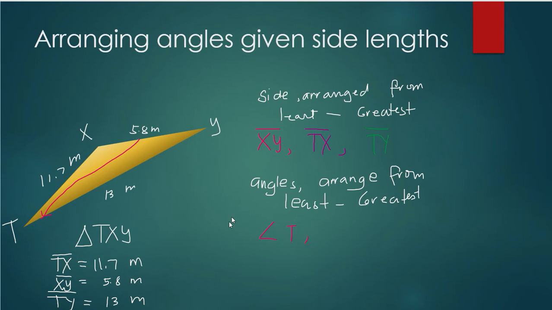Okay? Next, what is the opposite of side TX? Right? So side TX opposite is angle Y. Alright? And then last one, what is the opposite of our side TY? So side TY opposite to that is our angle X. Okay? So this is just a matter of checking what's opposite to which. Right? Let's continue.